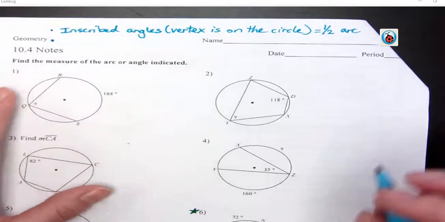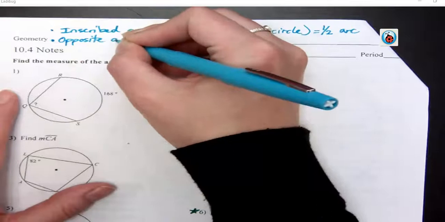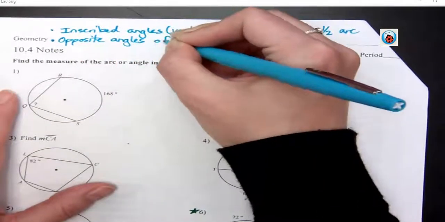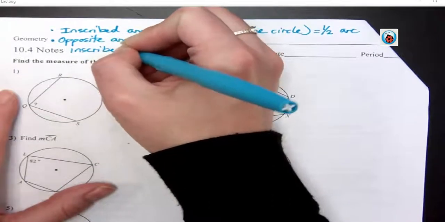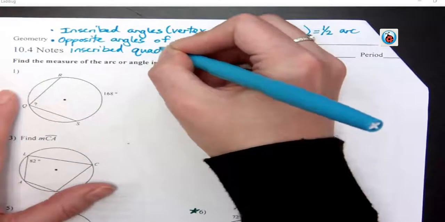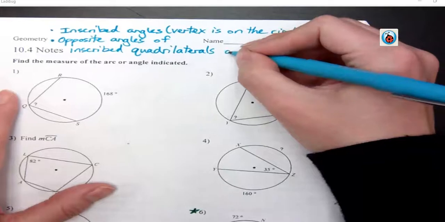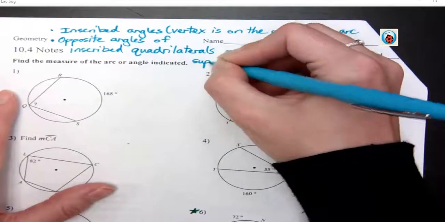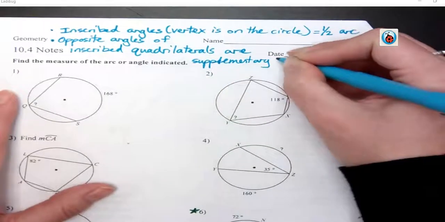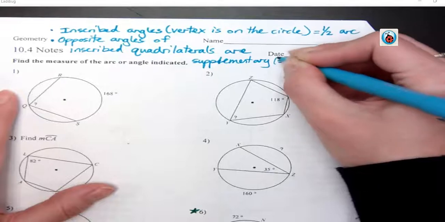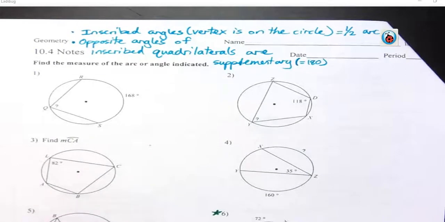Rule 2 is opposite angles of inscribed quadrilaterals are supplementary, which means they equal 180. They add up to 180. So that gives us some really easy math to work with.